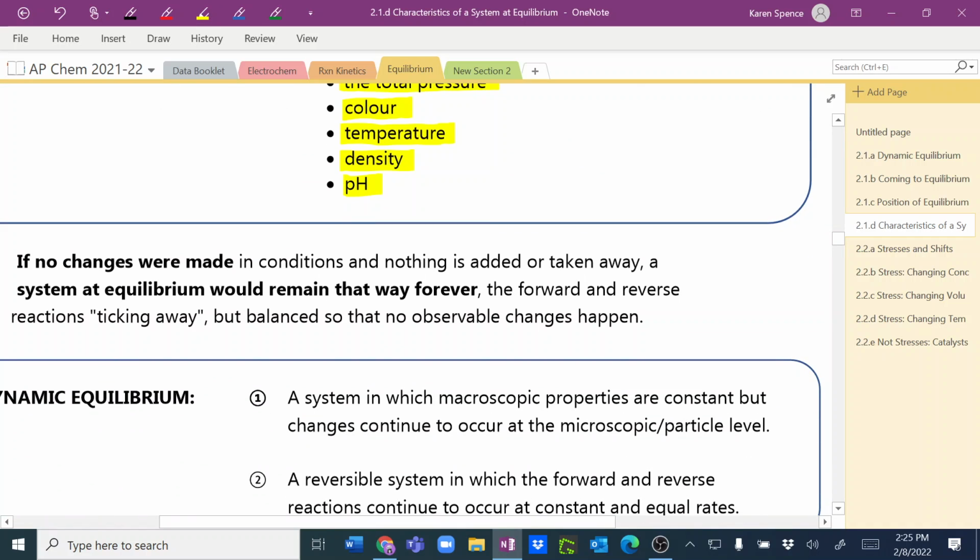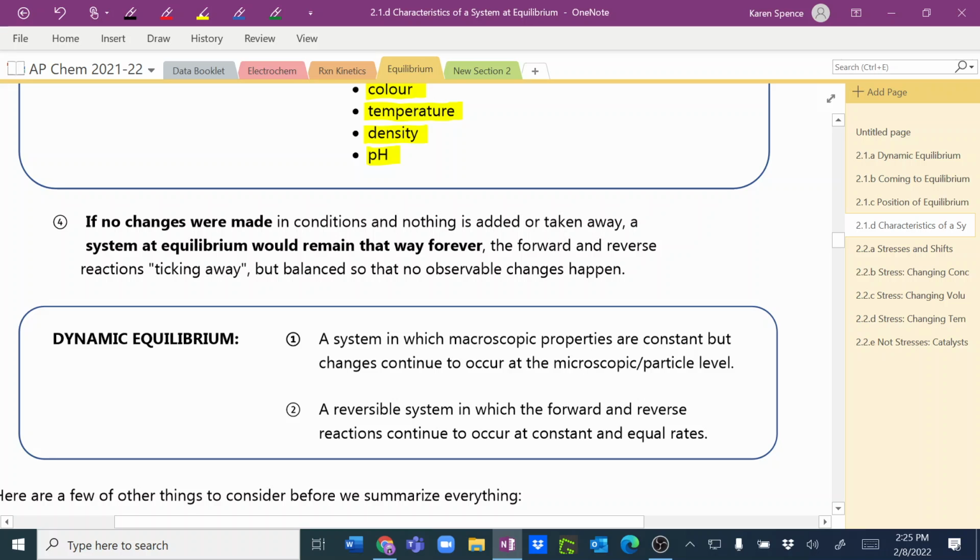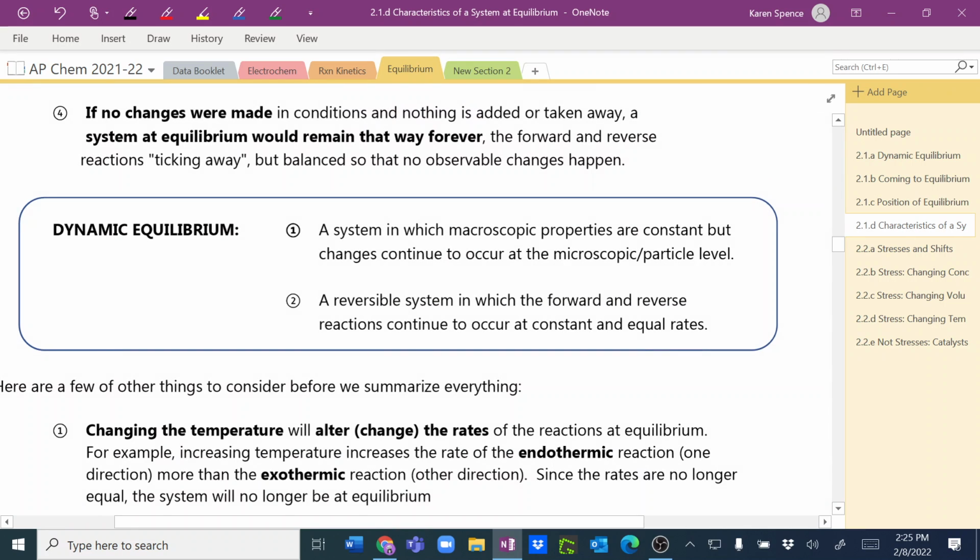If no changes are made to the conditions and nothing is added or taken away, a system at equilibrium will remain that way forever. Okay? However, that's no fun, so we spend a lot of time looking at changing the conditions of an equilibrium.